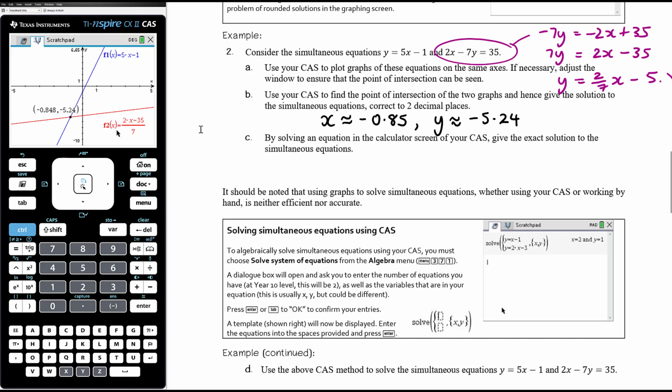Now, if you needed, let's say we needed the answers to 3 decimal places, the x value is fine, but the y value is being rounded off, and that's because my CAS is set to something called float 3, and it's showing me three digits, 3 significant figures basically. So 848 and 524.